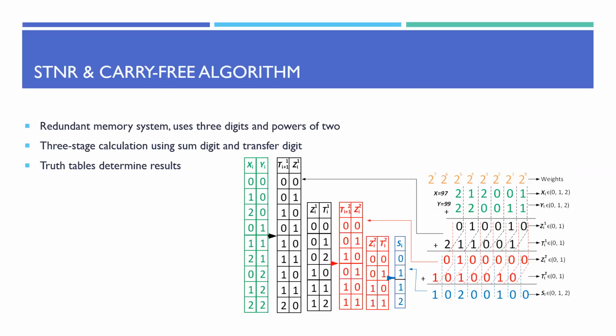The disadvantage of STNR is that it is a redundant number system, so there are multiple different ways to write the same number. But the thing that is useful about it is that through an algorithm, it does allow us to do carry-free addition. So we took these truth tables here that describe the way that the algorithm works, and we created circuits that would implement each truth table.